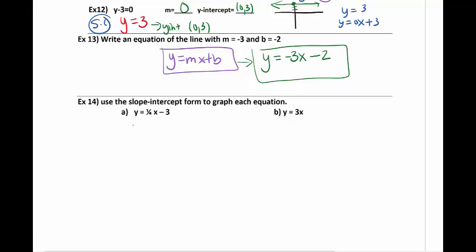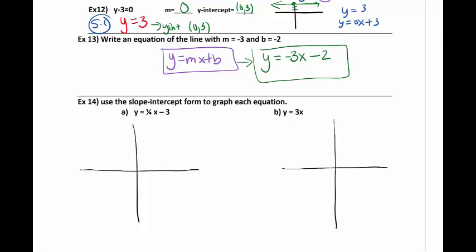Now the last 2 problems, they actually want you to use the slope intercept to graph. This is where y'all have got to be careful on your test. If it asks for your x and y intercepts to graph, you have to use those 2 points. This section says use your slope intercept to graph. So they want you to know in A that my slope is 1/4 and my y-intercept is the point 0, negative 3.